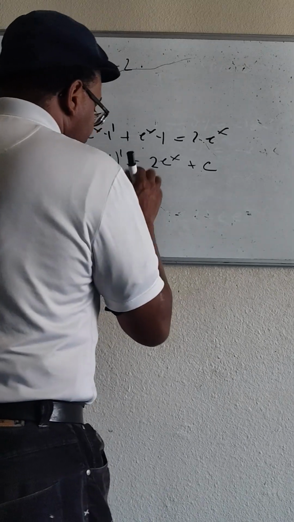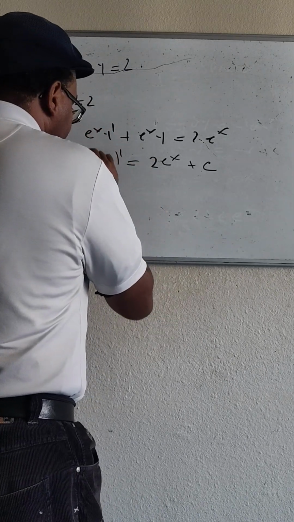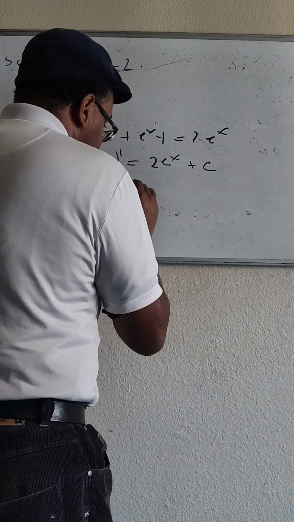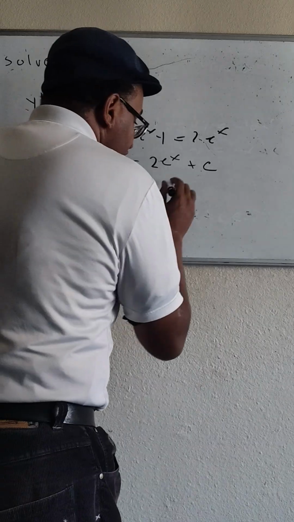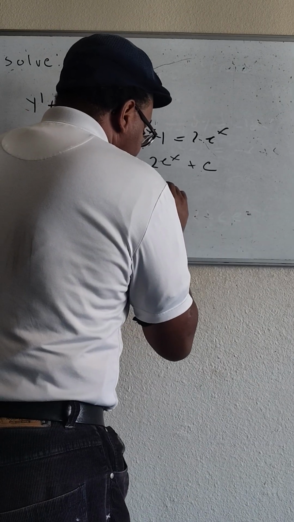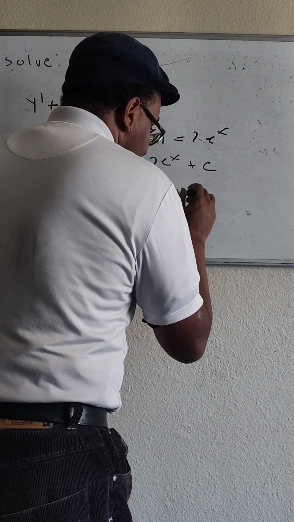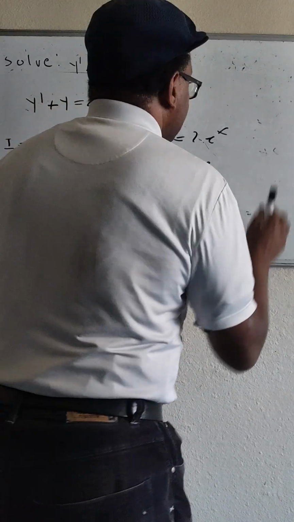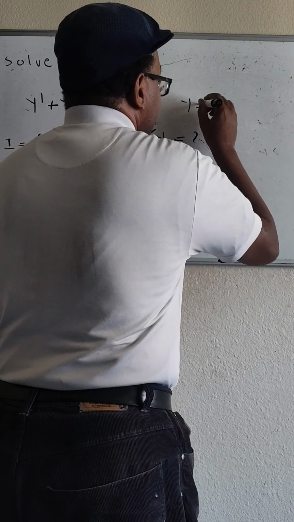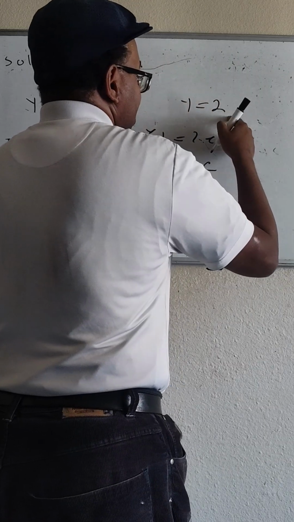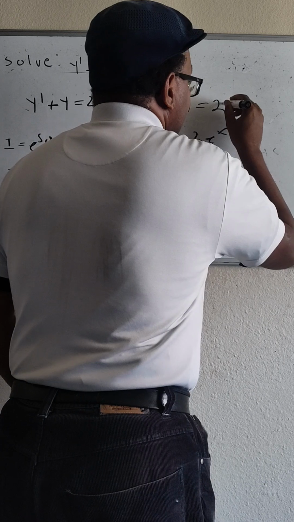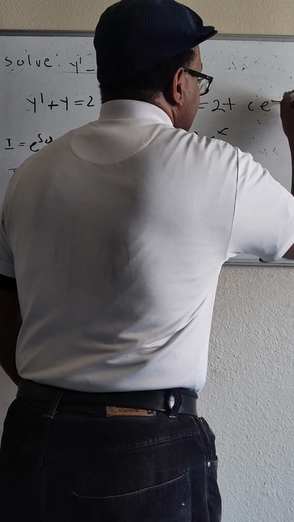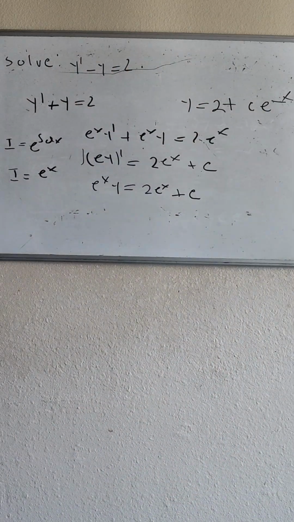So now, of course, this is your integral here. So we're going to bring this out. e to the x times y is equal to 2e to the x plus c. Divide everything by e to the x, right? So we have y equals 2e to the x divided by that gives you 2, plus c e to the negative x. And that's our final answer.